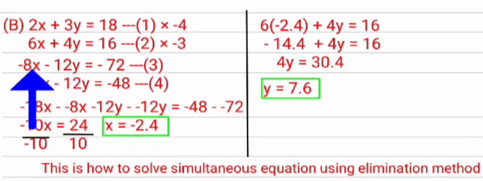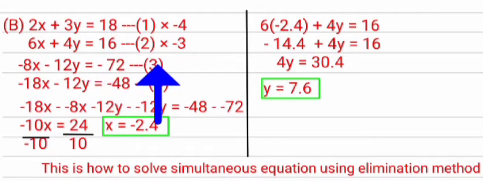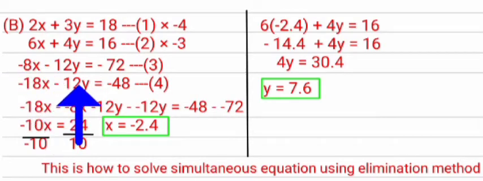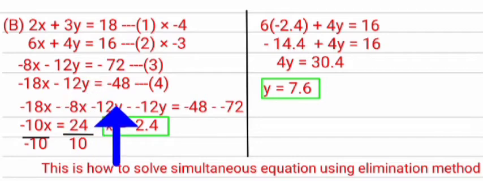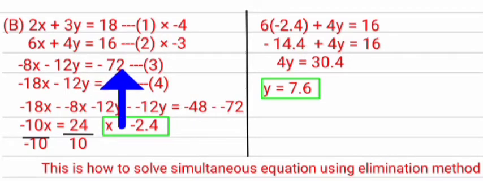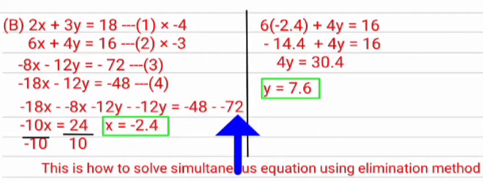So what do we do? All we need to do here now is to subtract equation 3 from equation 4. So I'm going to say negative 18s minus 8s. We can see it here, negative 18s, which is the value of s in equation 4, minus 8s, which is the value of s in equation 3. And that's exactly what we're going to do. We're going to say negative 12y minus 12y, and then we're going to say negative 48 minus 72.